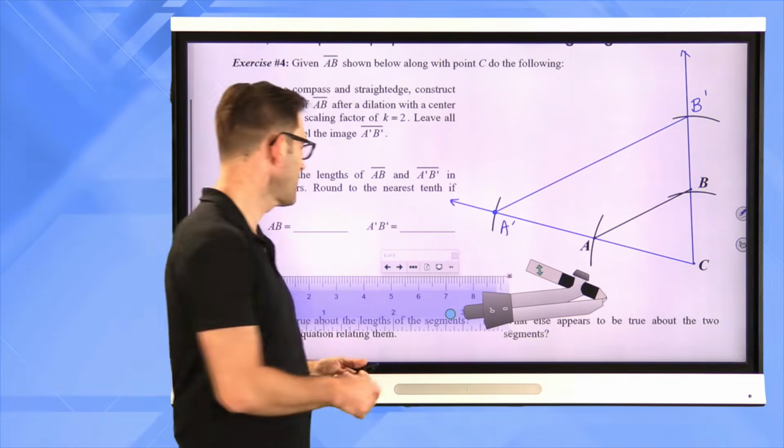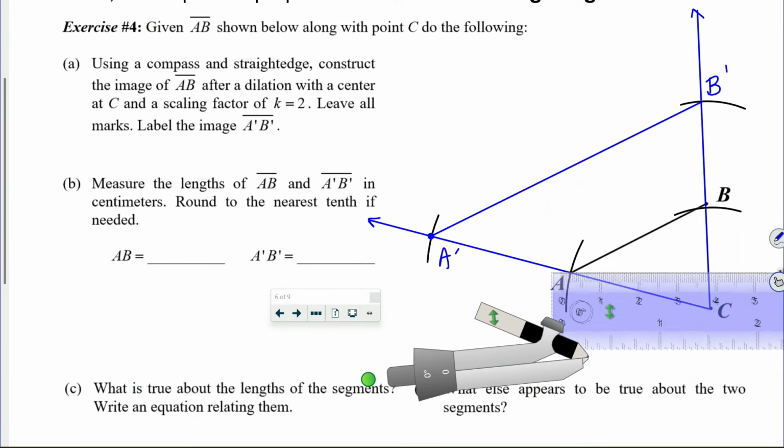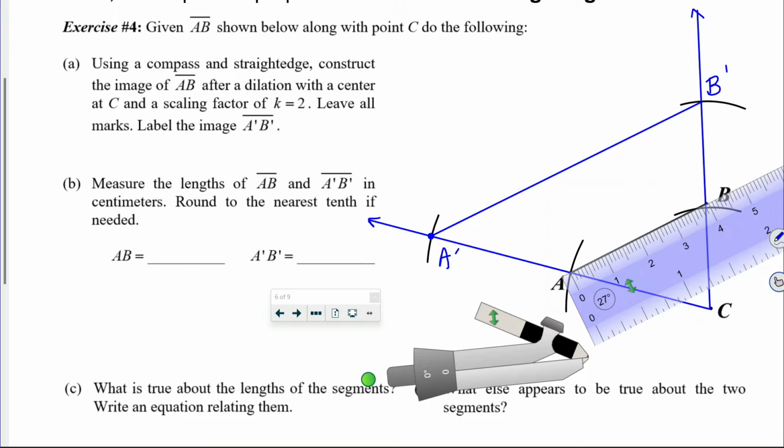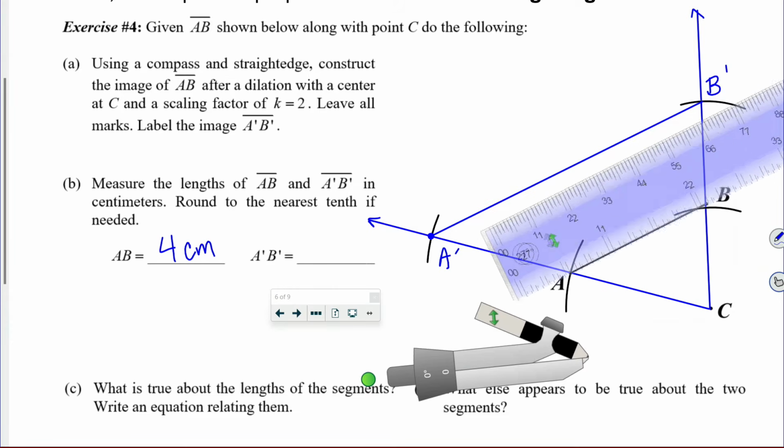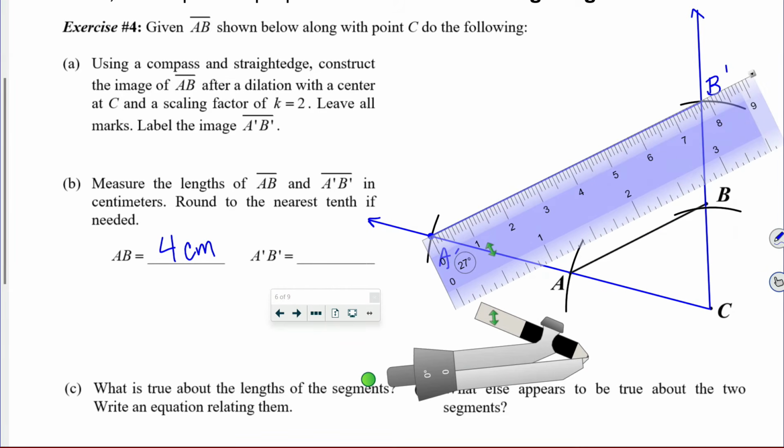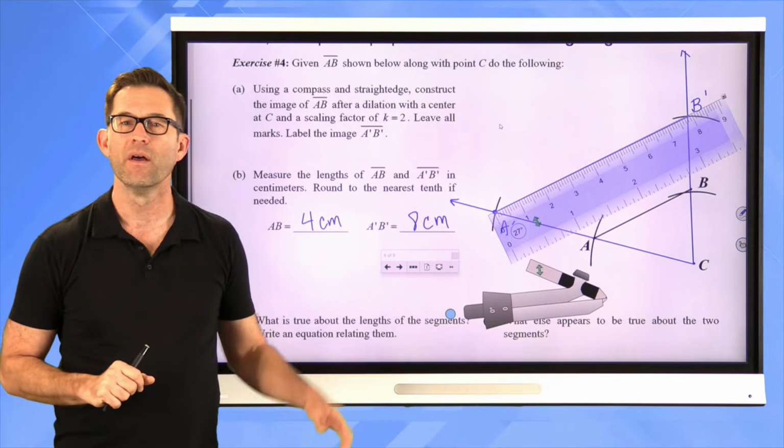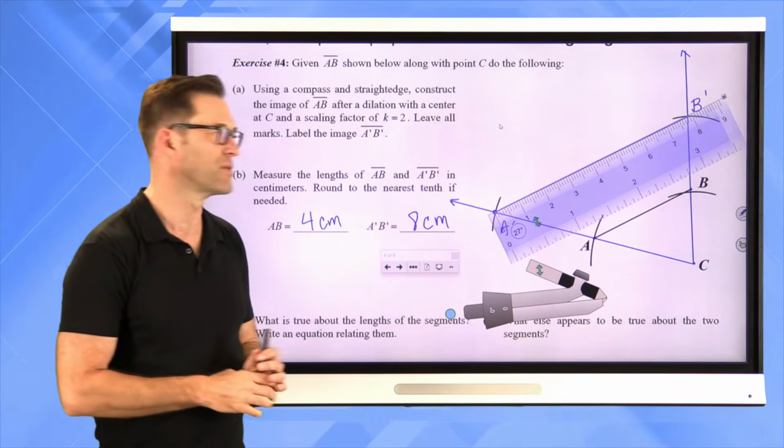All right, awesome. Let's take a look. For segment AB, we've got a length of 4 centimeters. And for segment A prime, B prime, we have a length that should be 8 centimeters, but is a little bit off because, as I mentioned, I was a little bit off on that mark. All right, 4 centimeters and 8 centimeters.